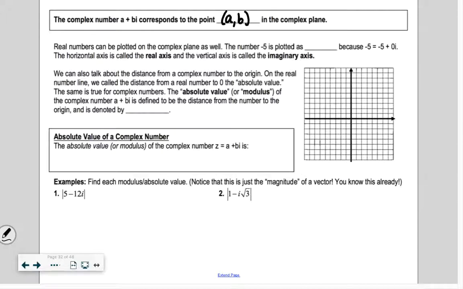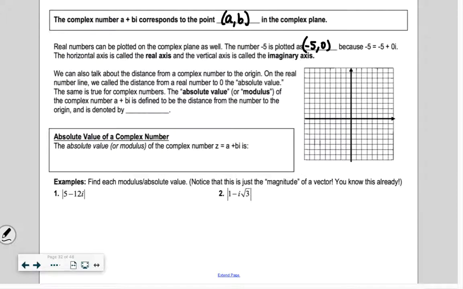Real numbers can be plotted on the complex plane as well. The number -5 is plotted as (-5, 0) because its real part is -5 and its imaginary part is 0. The horizontal axis is called the real axis, and the vertical axis is called the imaginary axis. If I have something along the imaginary axis, it has a real part equal to 0. Like if I had 8i, it would be (0, 8).